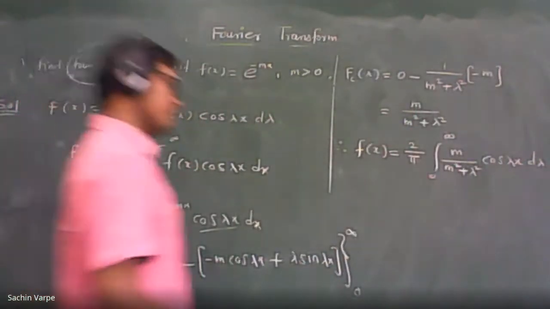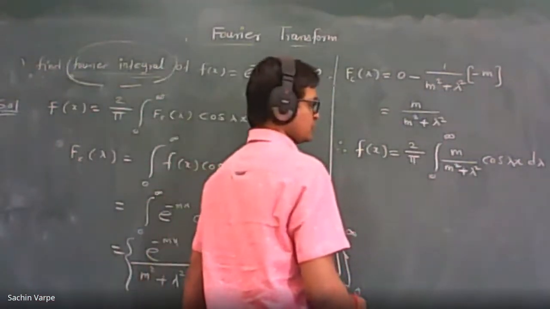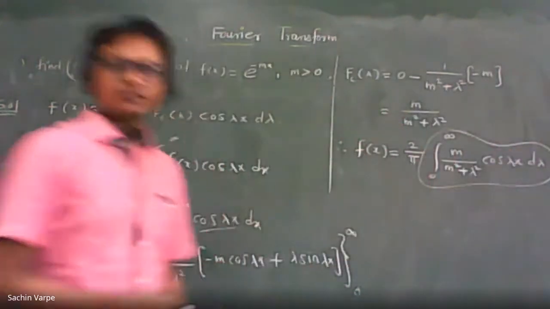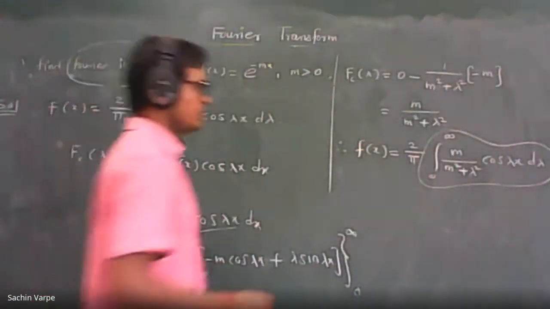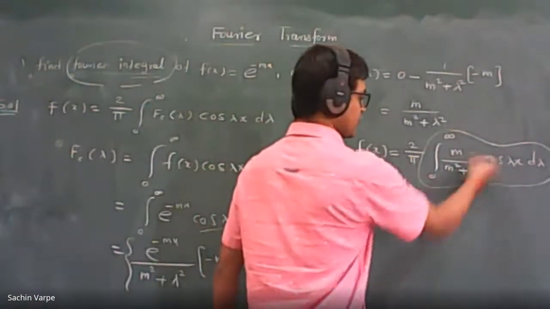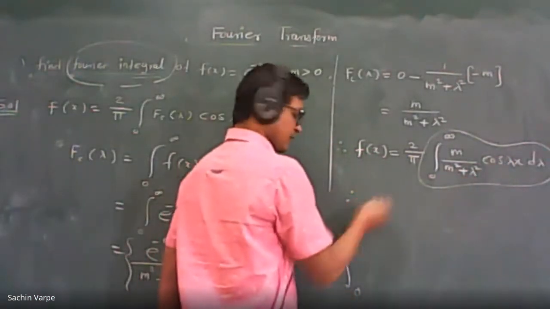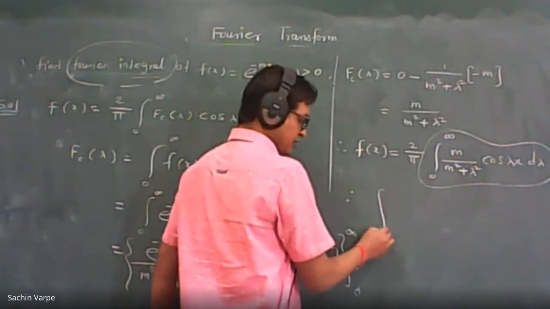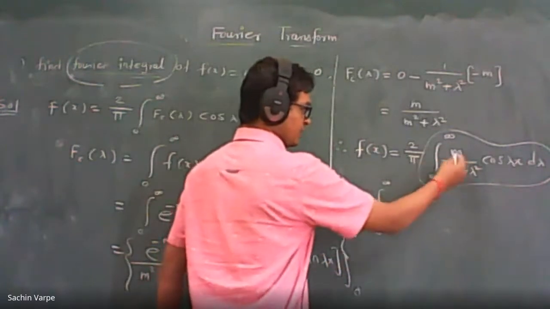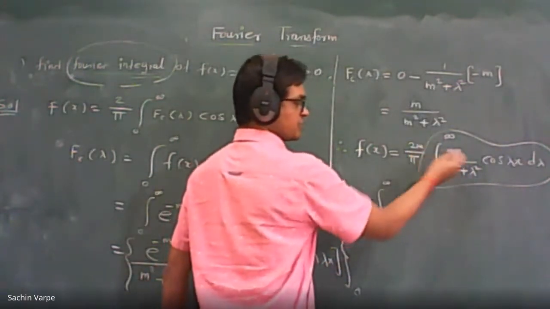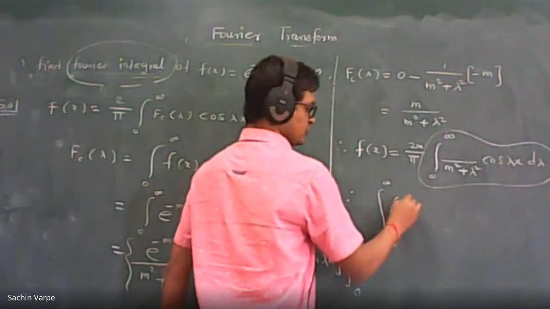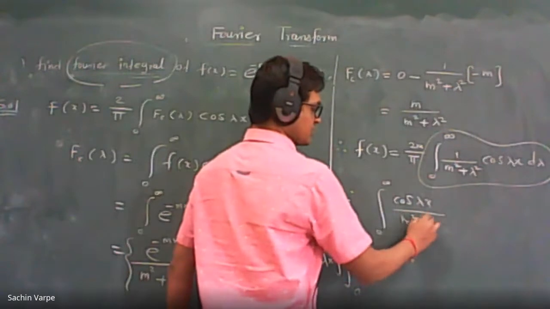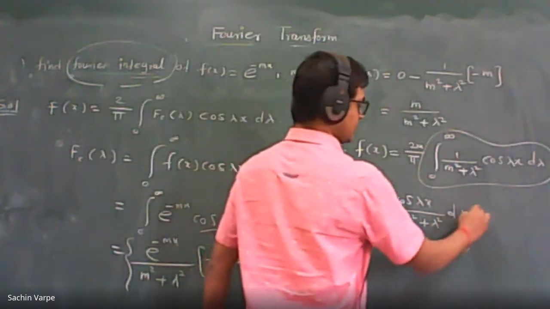So we have been asked to show the value of this integral, isn't it? Therefore I'm writing according to the requirement. We have been asked to prove the value of the integral from 0 to infinity. I can write this m outside the integration because it is constant. So cos of lambda x upon m square plus lambda square d lambda is equal to this.